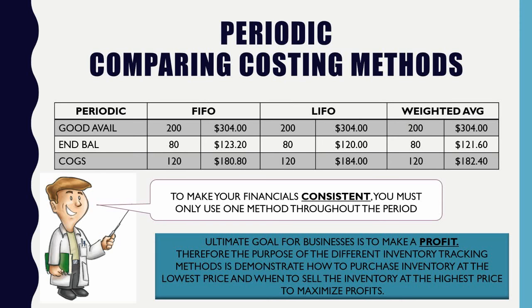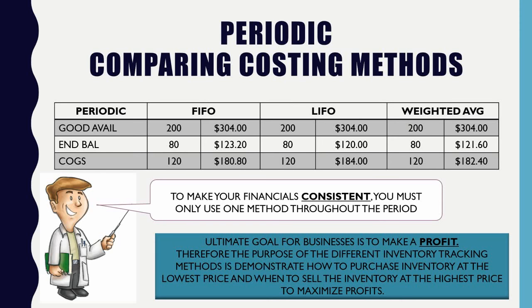When we do the weighted average, since we didn't care about which batch came first and which batch came last, we took an average between the two batches of inventory that we bought. We end up with $121.60 remaining, and we sold a total of $182.40. Now let's compare and contrast which one works best for you.